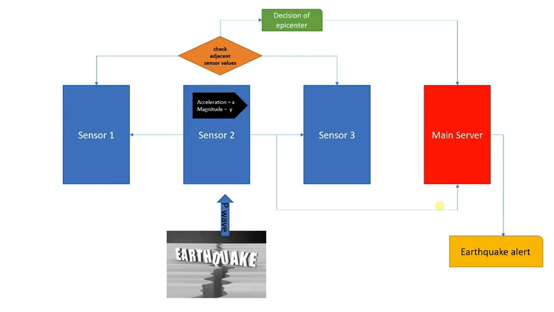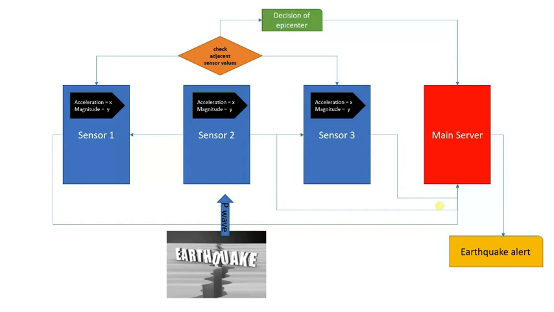Then sensor 1 and sensor 3 will calculate the decayed acceleration and magnitude values, and these data will be sent to our main server. As the P wave has traveled about 100 km from sensor 2 to sensor 1 and from sensor 2 to sensor 3, its magnitude has decayed. Now our main server will analyze the decay rate of magnitude of that earthquake over a 100 km distance, and the server will finalize the probable locations to be affected by magnitude over 6 on the Richter scale.